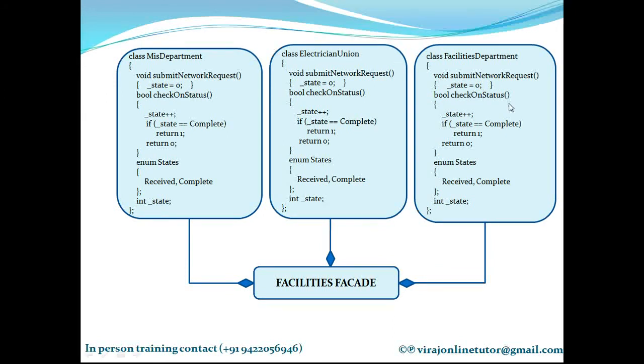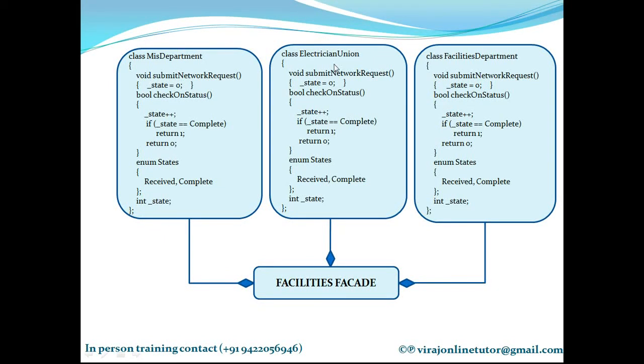So are these three classes clear? These are basically three different departments: miscellaneous department, electrician department, facilities department. As soon as the request comes in here, state is 0, meaning it's in the received state. If someone wants to check the status, I increment the state, that is I go to the next state of this class, and I return 1 only if the state is complete. Only after this request is completely processed am I returning 1, else I am returning 0.